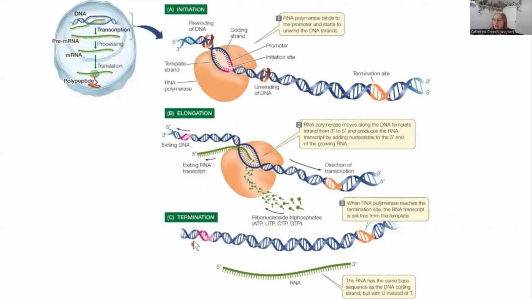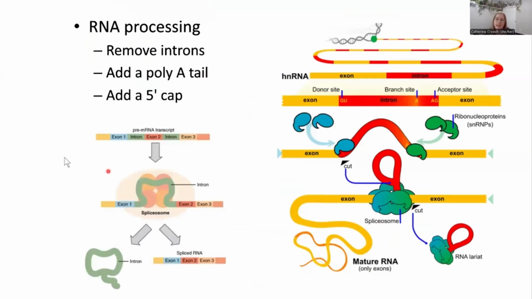This mRNA will continue to be created until we hit the termination site of DNA. When we do, RNA polymerase II will disassociate with the DNA, and you can now move on to the next step, which is translation. The mRNA has to be modified before we can begin translation. To modify RNA, we make it mature.